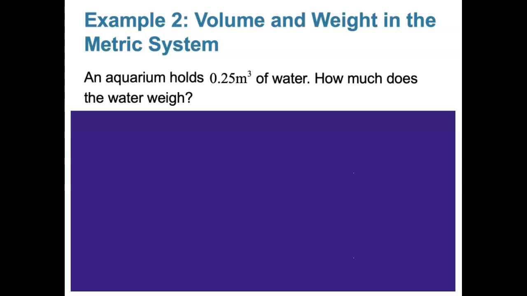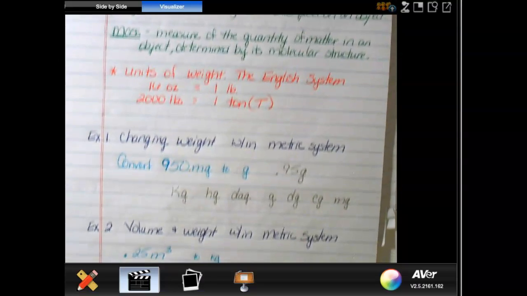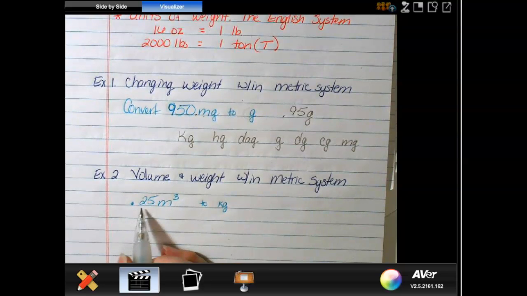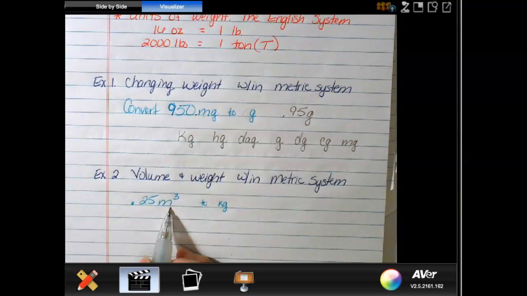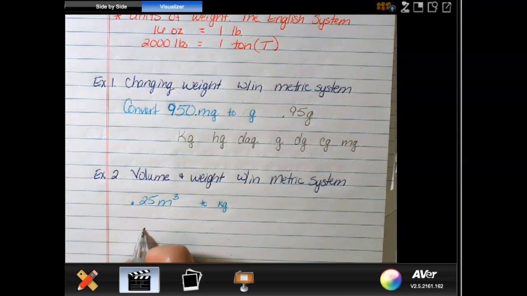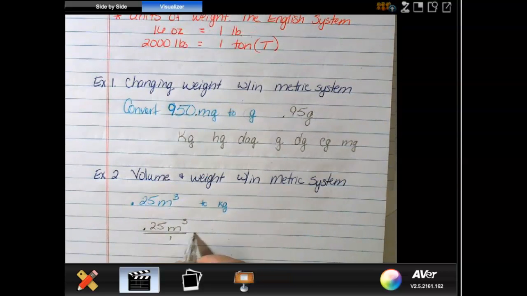So let's look at example number 2 now. Example number 2 says an aquarium holds 0.25 cubic meters of water. How much does the water weigh? Okay, so jump back over here. So we have 0.25 cubic meters, and we're going to change that into kilograms for the weight. So let's look at this. We have 0.25 meters cubed, remember, over 1.